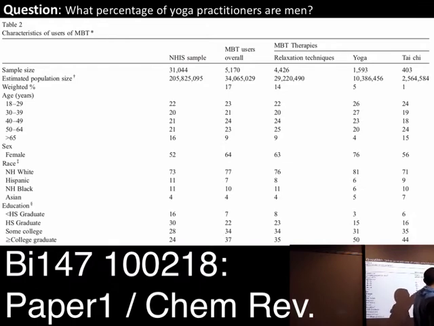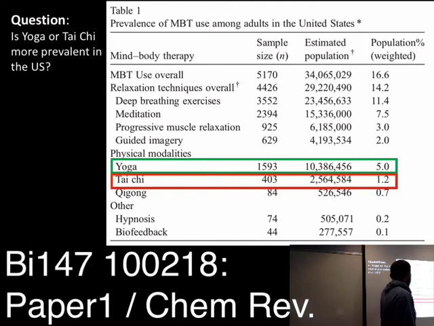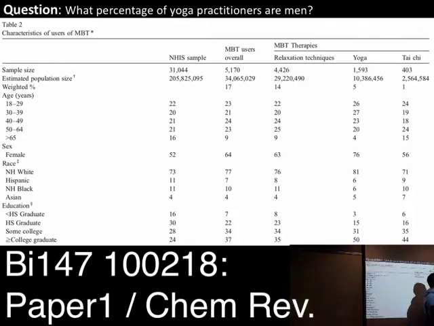So then here is the breakdown. There's these relaxation techniques, and we'll go back. Any of these things are all sort of rolled up. Here's yoga and here's Tai Chi. They're separate. So I'm interested in what percentage of yoga practitioners are men. We're looking for men. So what do we have? Age, nope. Sex, that's us. Female, there's no male.